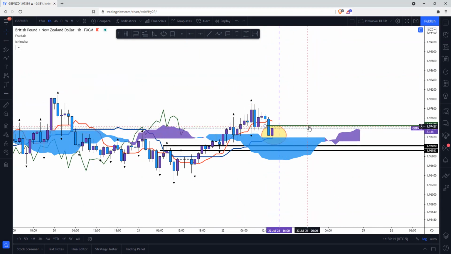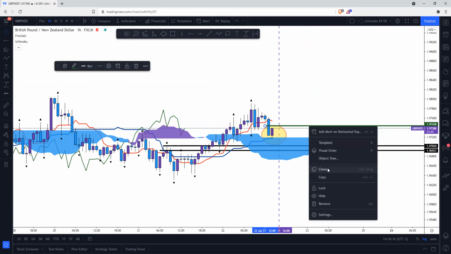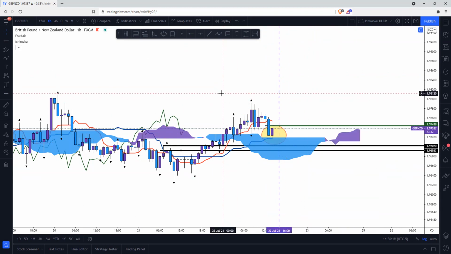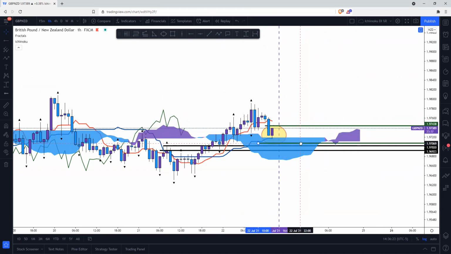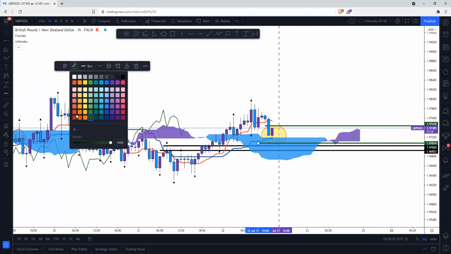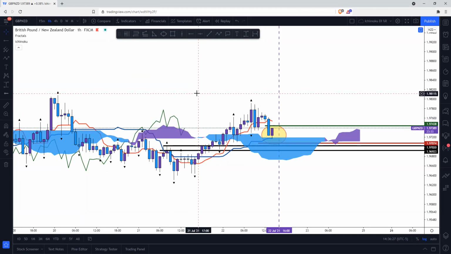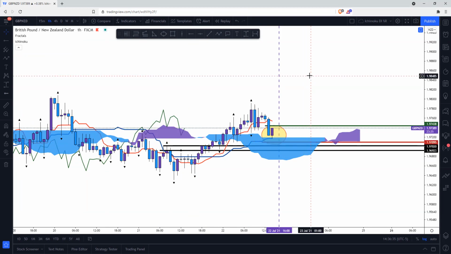Is there any news for the GBP NZD pair? Well, I have no idea, because I don't even look at it. That's one thing to take into consideration too: when do these pairs move, and also the news behind the GBP and behind the New Zealand dollar. So that's also something to take into consideration.